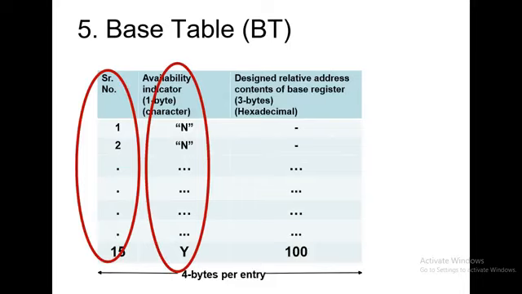Now the base table contains 3 columns. First is the serial number, second is availability. That means if register number 2 is present in the given program, in front of that number 2 you have to write down yes. If register number 2 is not present in the given program, in that case you have to write down no. So suppose we are using register number 15 in the given program, then in front of 15 you can write down yes, and after that the hex code, or we can say the relative address for that particular register.